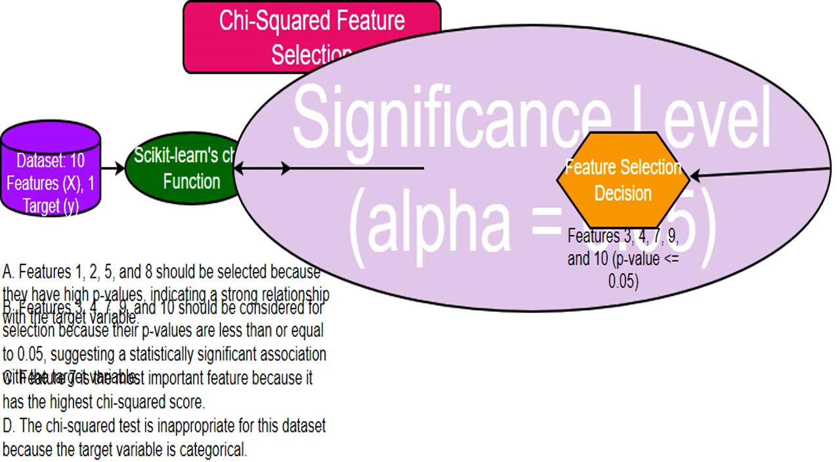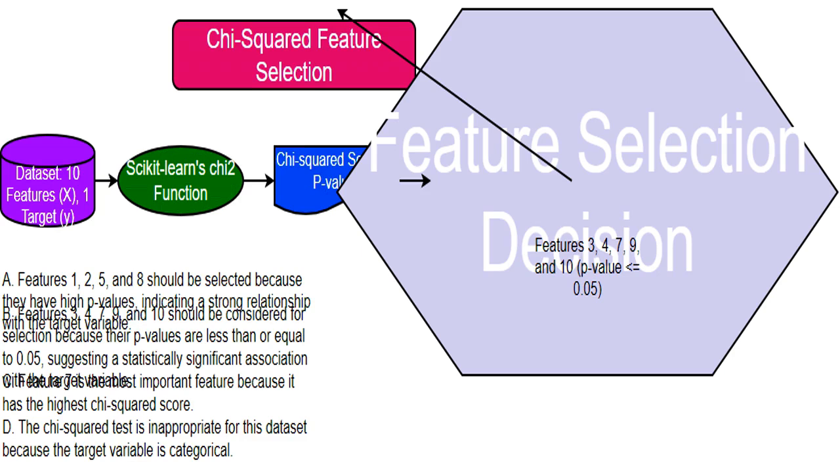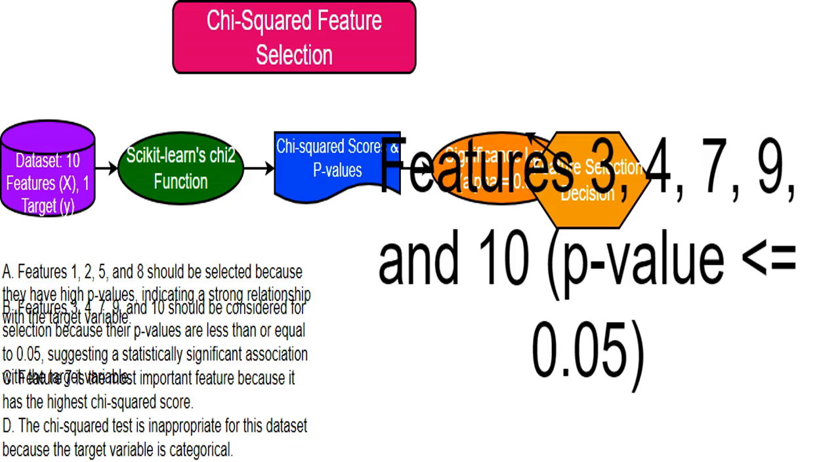I've set my significance level, alpha, to 0.05. This means I'll only consider a relationship to be real if the chance of it happening by random coincidence is less than 5%. It's a common threshold in statistics. Based on the p-values, I will decide which features are important enough to keep. Those with p-values less than or equal to 0.05 will be selected. These are the features I'll select. Their p-values were all below my 0.05 threshold, meaning there is good evidence that they actually affect whether a customer churns.